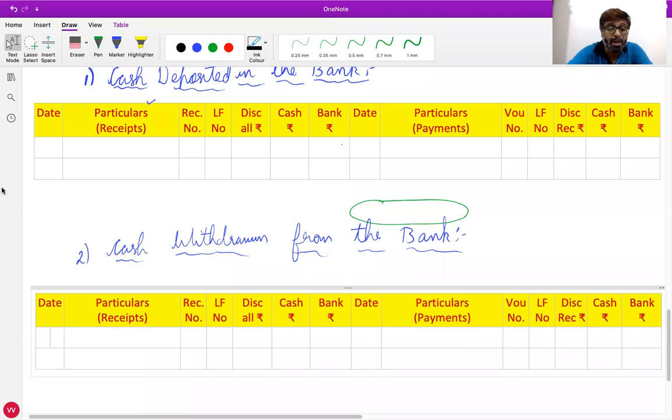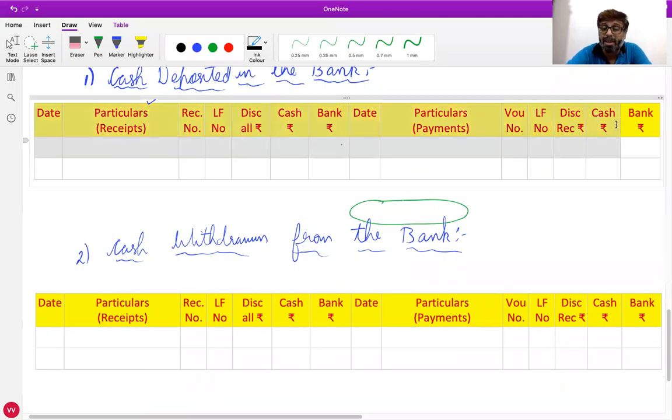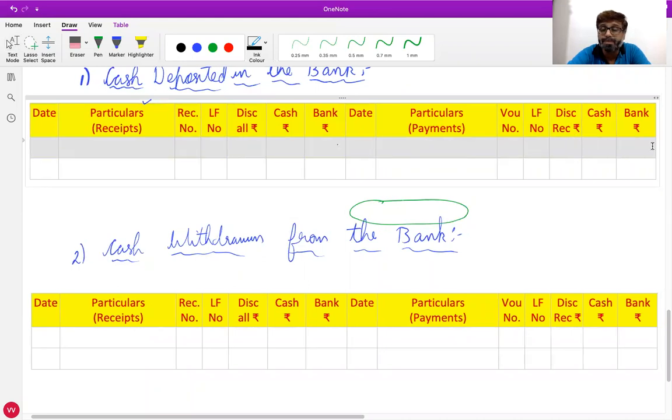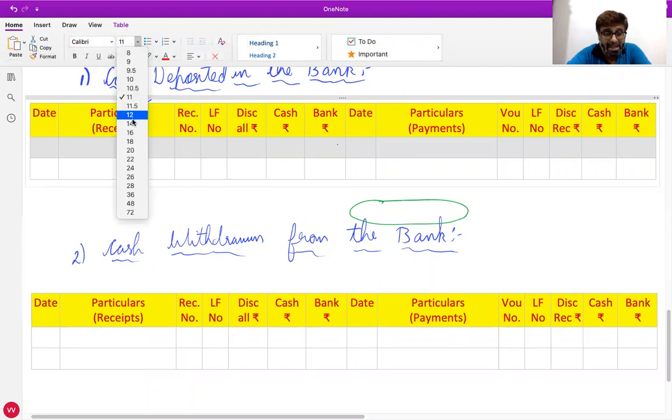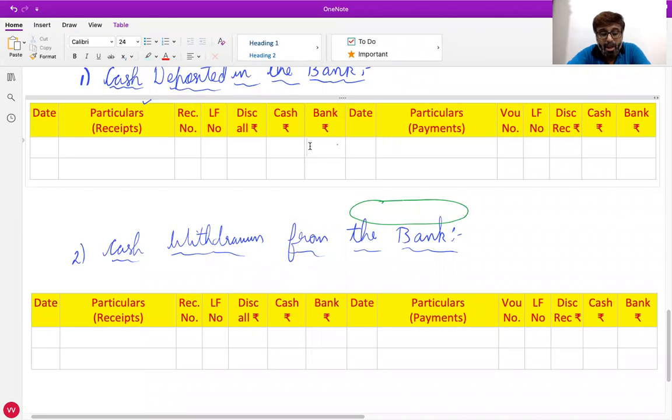Okay. Now tell me, what is the journal entry for cash deposited in the bank? Bank is the receiver. Debit the receiver. Bank account debited. So the debit side amount we will write in the bank column. Is this clear?